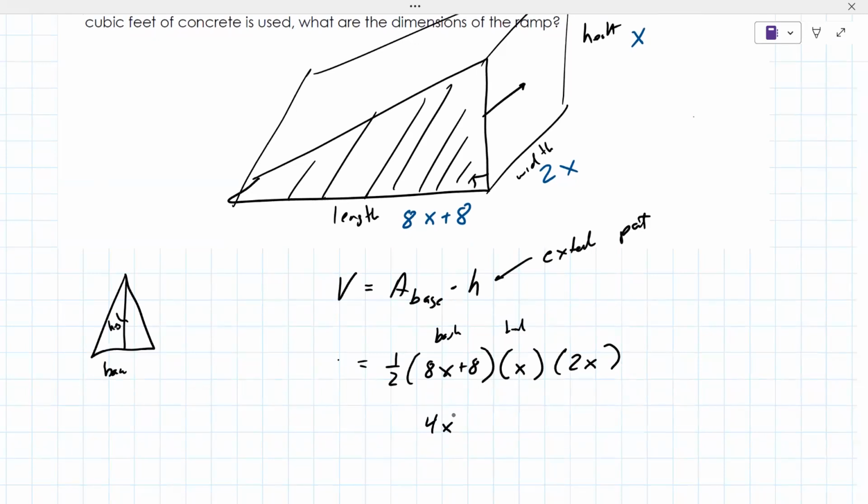So it's really 4x plus 4 times 2x squared. And then you continue multiplying in. So you get 8x cubed plus 8x squared. And this equals 200.